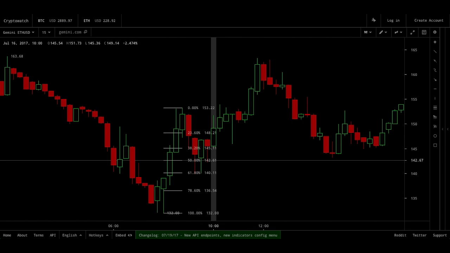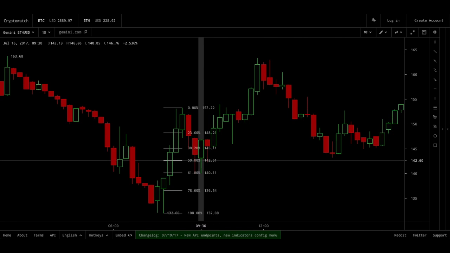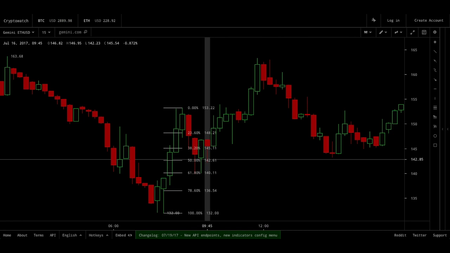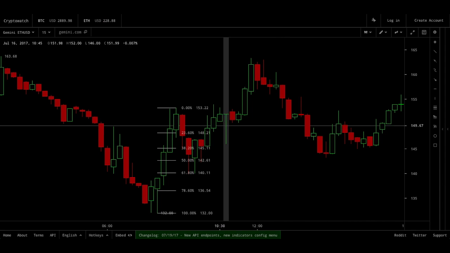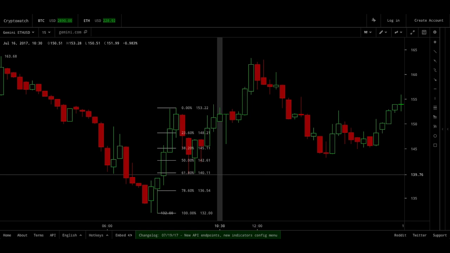So I would probably put an order at around 142.5, 142.6, around here. I would have bought here, and I would have held all the way up to about 162 for a nice $20 Ether profit, which would have been fantastic.